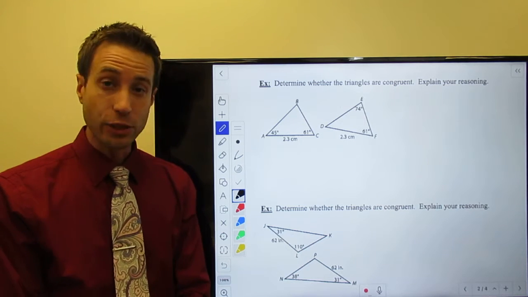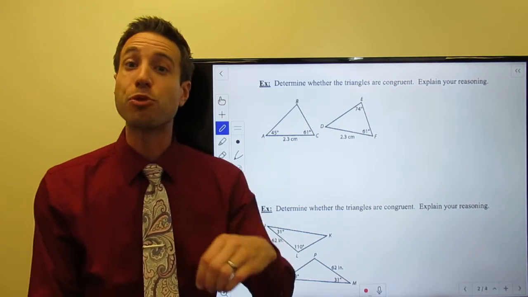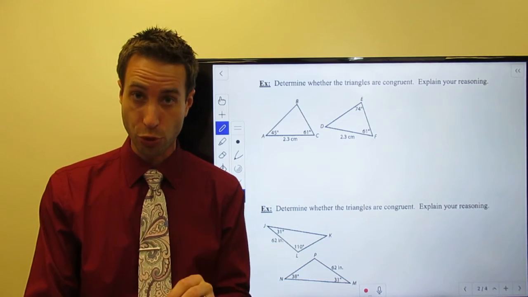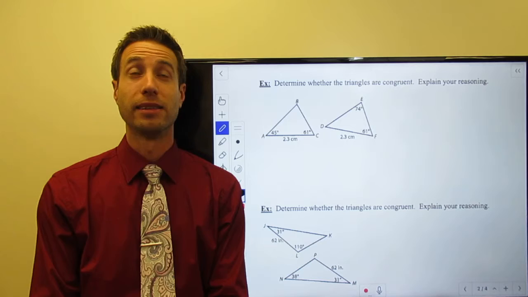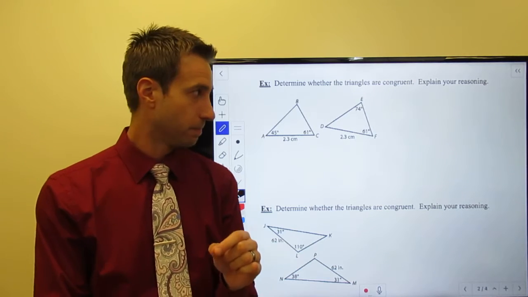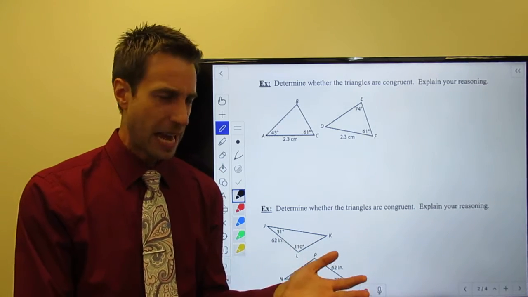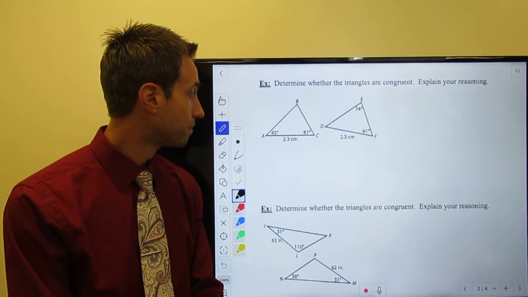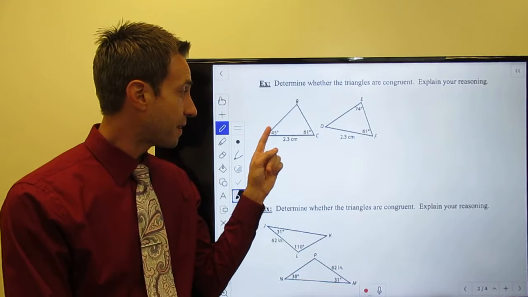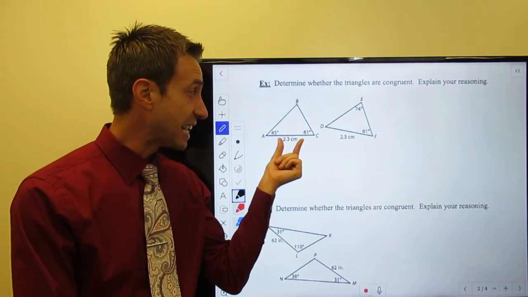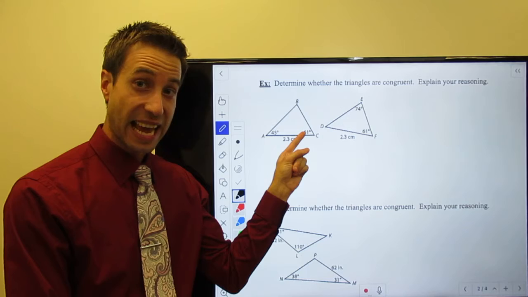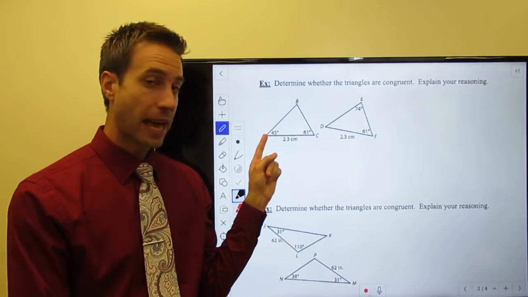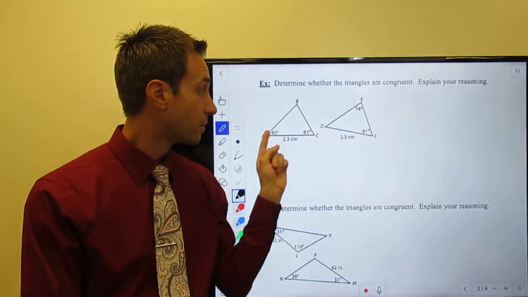Well, I need to show that these two triangles are congruent, and I want to prove as little as possible. Remember, CPCTC requires me to show or prove 6 things. That is a lot of work. So, if I can do less work, I'll be happy. All right. Well, here's what I know. Look at this. I have an angle, angle A, an included side, and angle C. So if I can show that angle A and angle D are congruent.